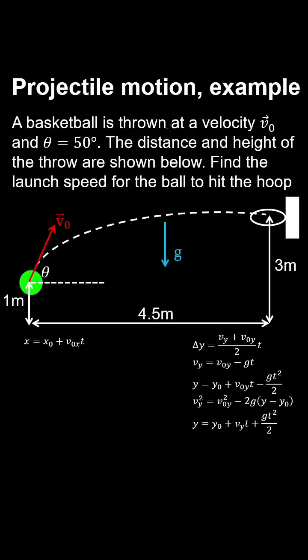A basketball is thrown at a velocity v0 and an angle of 50 degrees, and the distance and height of the throw are shown below. Find the launch speed for the ball to hit the hoop.